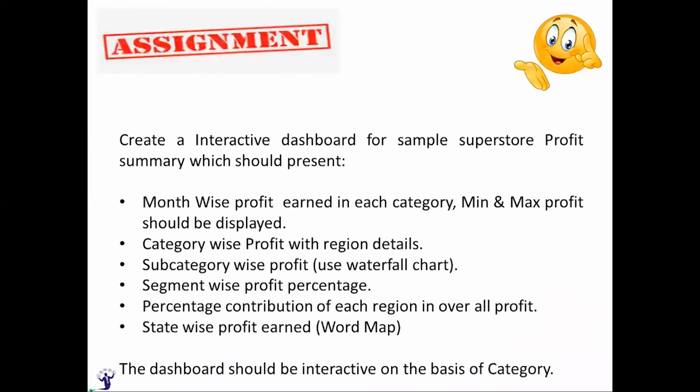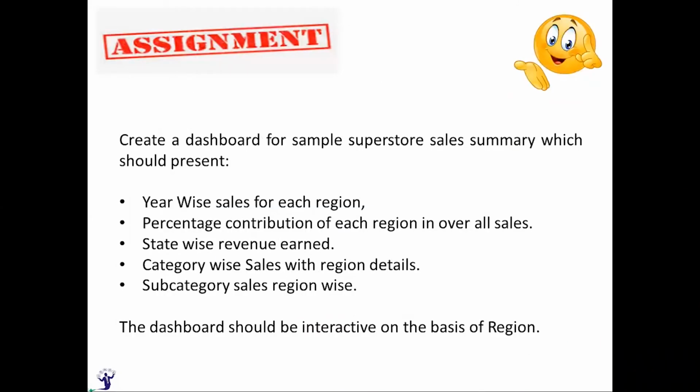Right. So we talked about the dashboard action. Here comes the assignment. So let's see what the assignment says. It says create a dashboard for sample superstore sales summary, which should present year-wise sales for each region, percentage contribution of each region in overall sales, state-wise revenue earned, category-wise sales with region details, and subcategory-wise sales region-wise. The dashboard should be interactive on the basis of region.